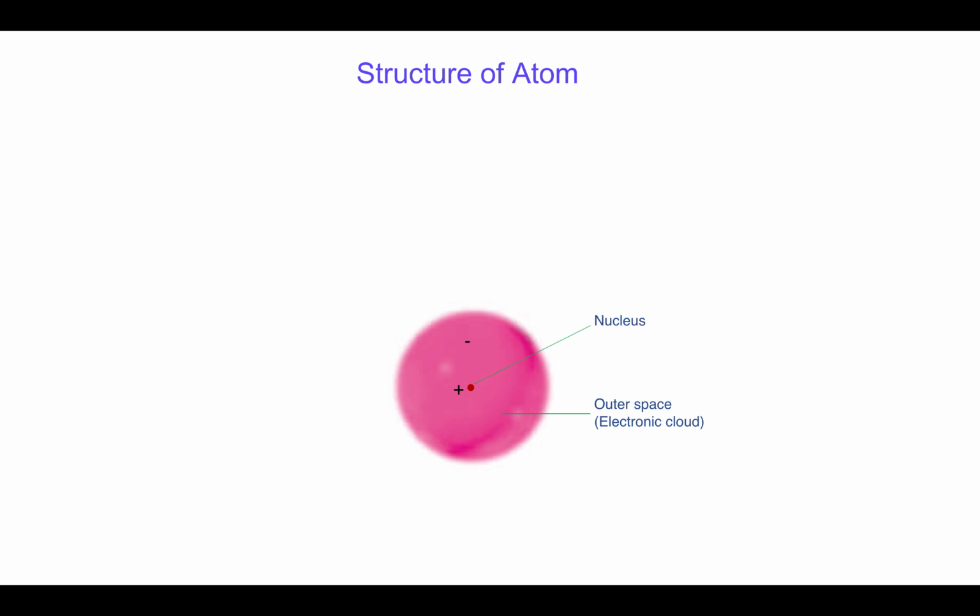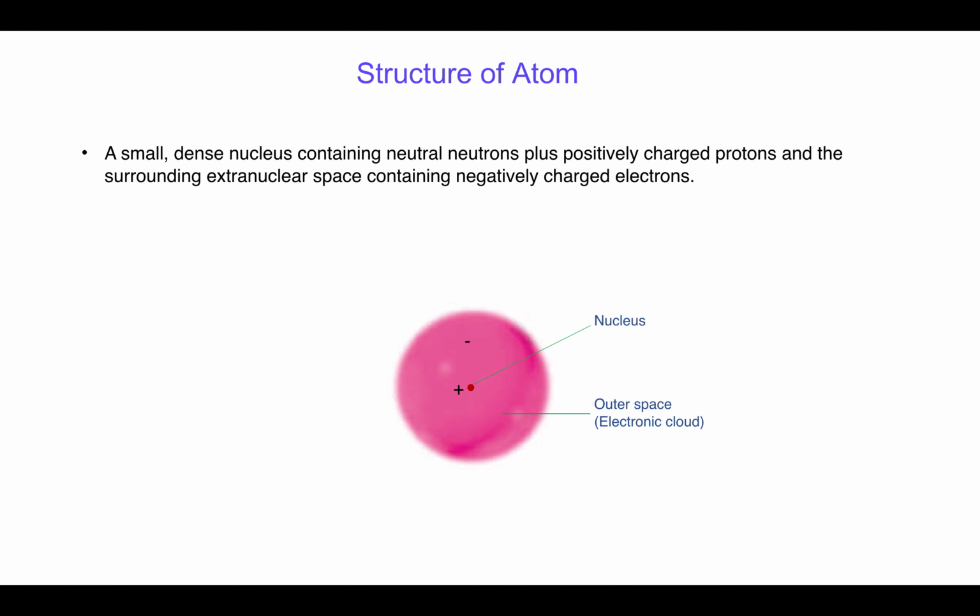Structure of atom. We know that atom is the building block of matter, and atom consists of two major parts. One is very small nucleus that contains most of its, all of its positive charge along with some neutral particles, and around this nucleus there is a very large space where negatively charged particles are moving. They are called electrons.